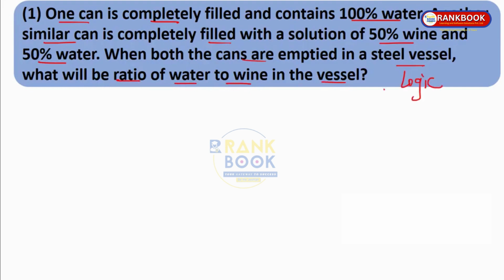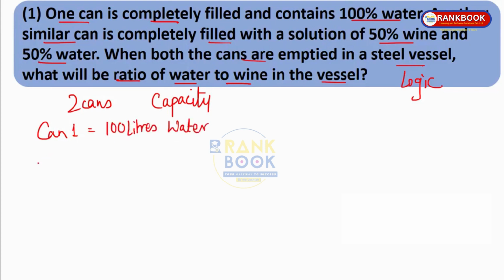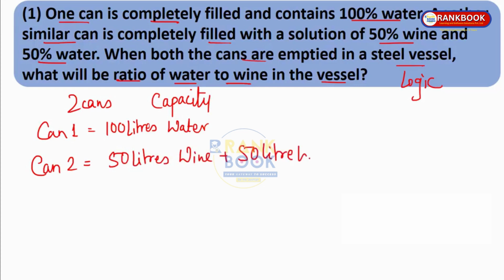Now they are saying that there are two cans and both are similar. That means both have the same capacity, right? So let us assume that can 1 has a capacity of 100 liters and it is completely filled and has 100% water. So can 1 will have 100 liters of water. Now can 2 is also 100 liters but it has 50% wine and 50% water. So it will have 50 liters of wine plus 50 liters of water.